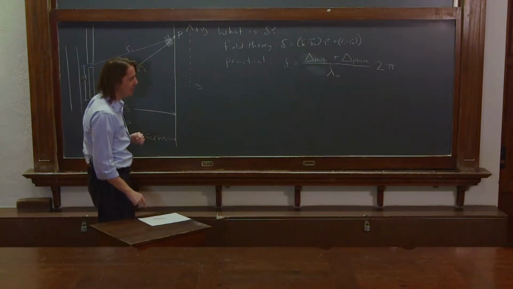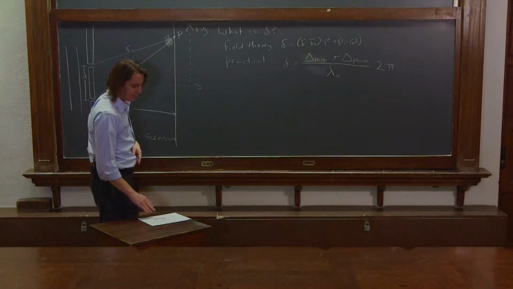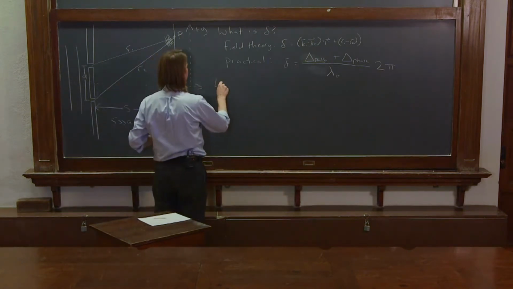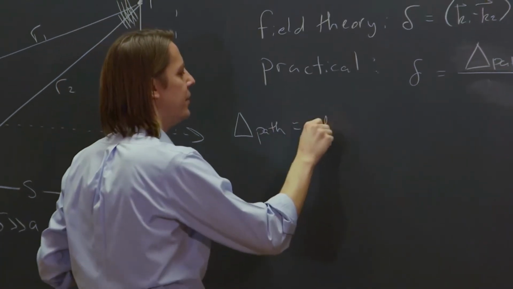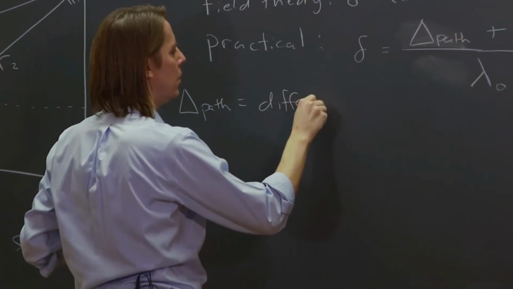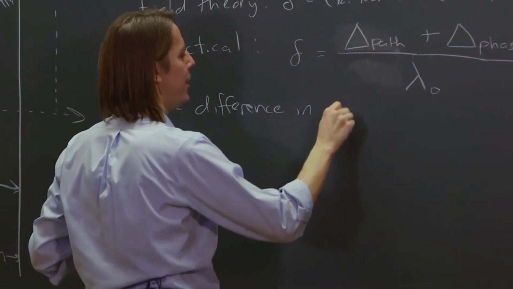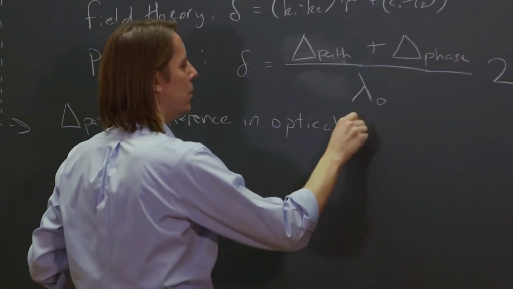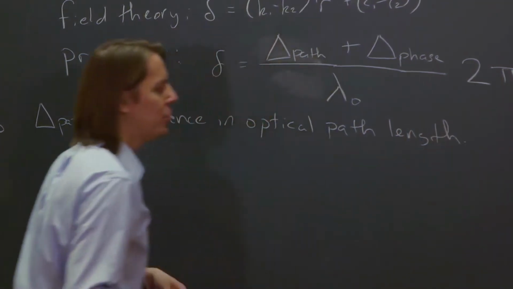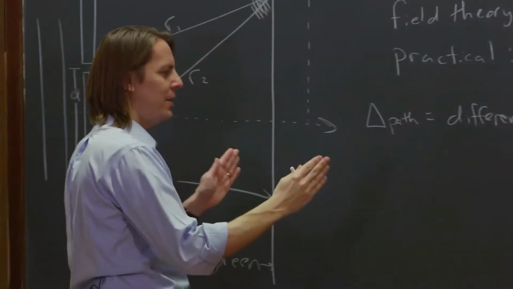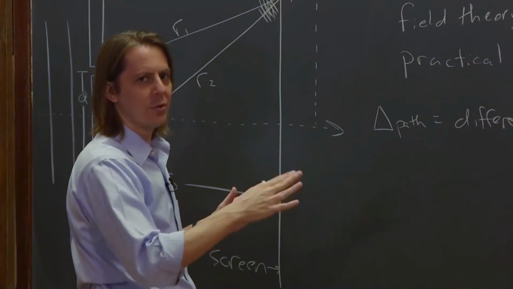You know what the vacuum wavelength is. You know what 2 pi is. Let's look at these two things. So delta path is the difference in the optical path length. So the optical path length is kind of like how far the light goes, but in terms of counting cycles.